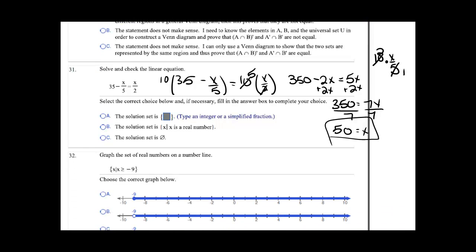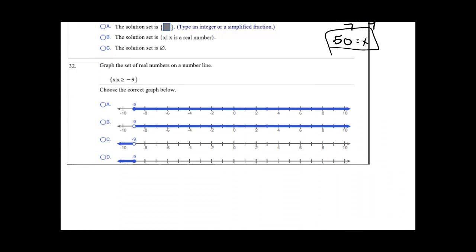Okay, so for 32, it wants us to graph the set of numbers on the number line. X such that x is greater than or equal to -9. Again, whenever you're graphing an inequality, and we have x on the left side, x is greater than or equal to. The or equal to means we will have a filled in dot. So we know we're between A and D.